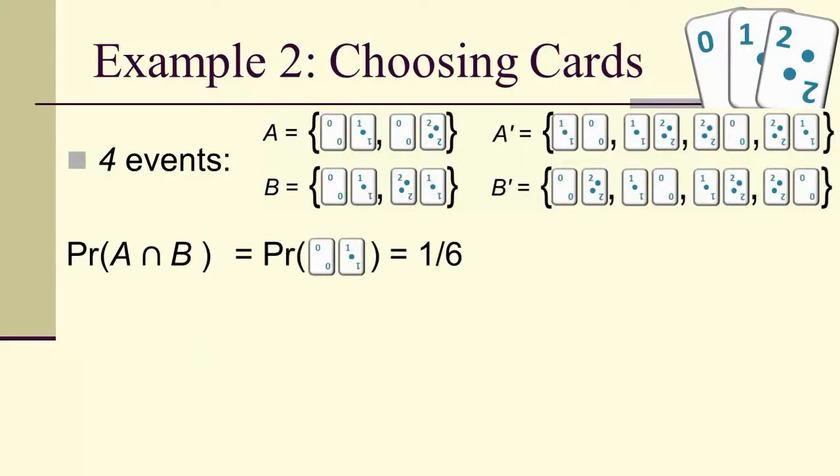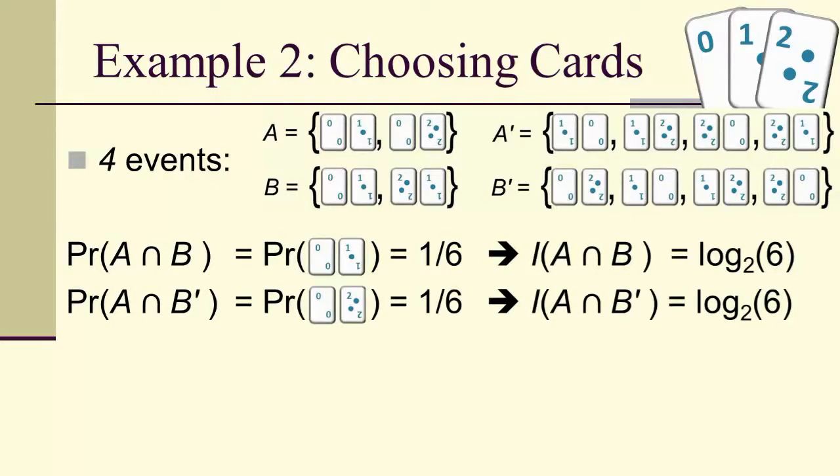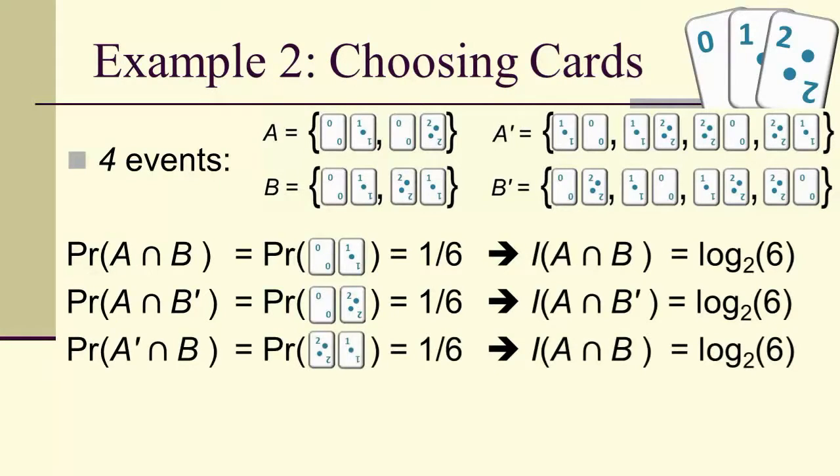The probability of A intersect B, the probability of A and B simultaneously, is that single card pair, and that's a 1/6. And therefore the self-information from A and B simultaneously is the log base 2 of 6. It would actually be the negative log base 2 of 1/6, the probability. Likewise, the probability of A intersect B prime is one pair of Jane-John selections, and there's the self-information. Similarly with A prime intersect B.